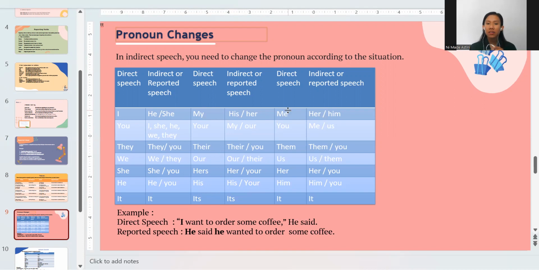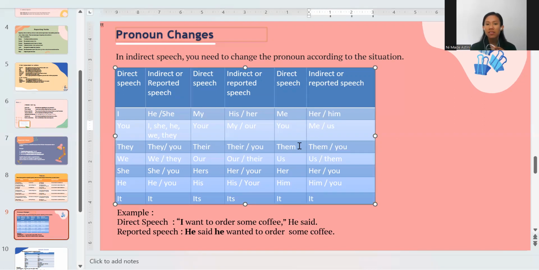For the object, for me, you can change it to her or him, and then you can change into me or us, and then them you can change into them or you, and then us you can use us or change it into them, or her you can use her or you, and then him you can use him or you, and then it is also the same.